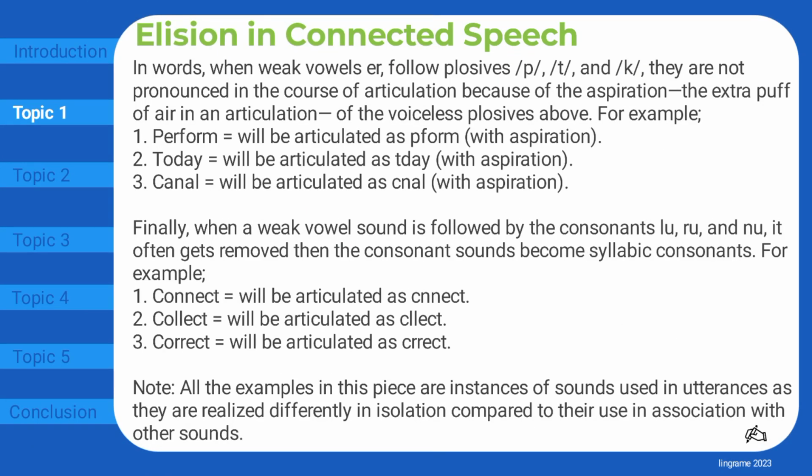In words, when weak vowels follow plosives p, t, and k, they are not pronounced in the course of articulation because of the aspiration, the extra puff of air in an articulation, of the voiceless plosives above. For example, perform will be articulated as form, with aspiration. Today will be articulated as day, with aspiration. Canal will be articulated as canal, with aspiration.